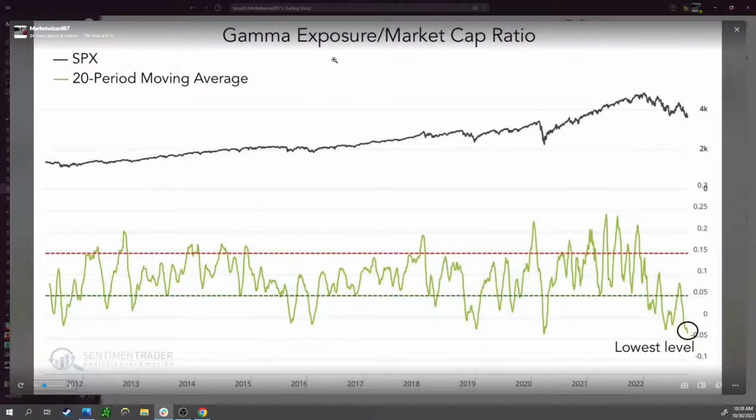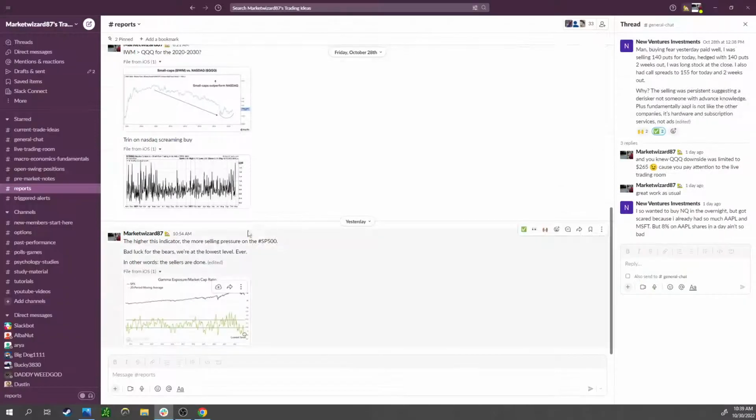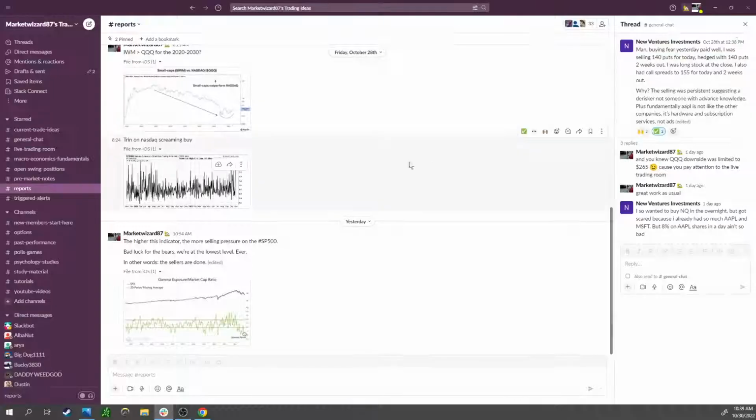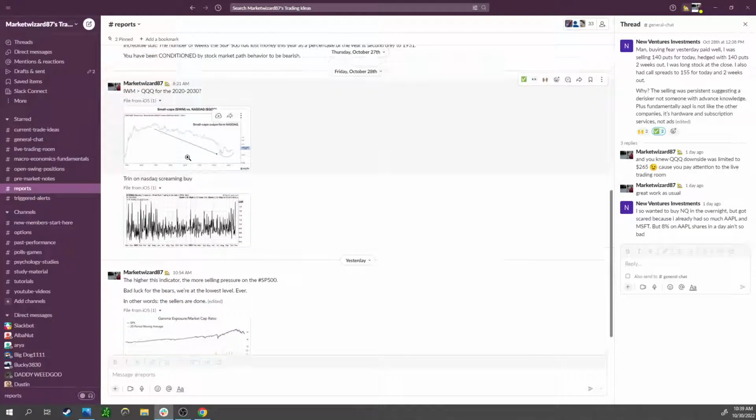So the gamma exposure relative to market cap ratio has been at one of its lowest levels since 2020. And this is generally where you see seller exhaustion. The trend on the NASDAQ is at levels not seen since the beginning of the year, generally screaming buy. We got that rally. That rally is still happening.